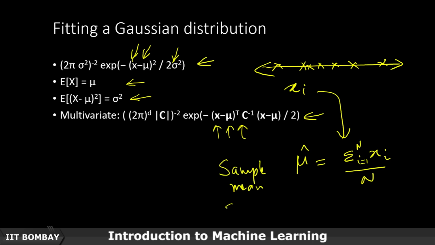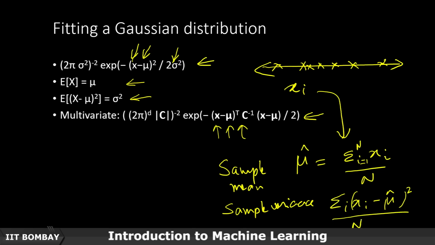Similarly, we can have sample variance, and depending on whether you want a biased or an unbiased estimator of the variance, we will take xi minus mu hat. We will sum the square of this over i, and then we might divide it by n or n minus 1.